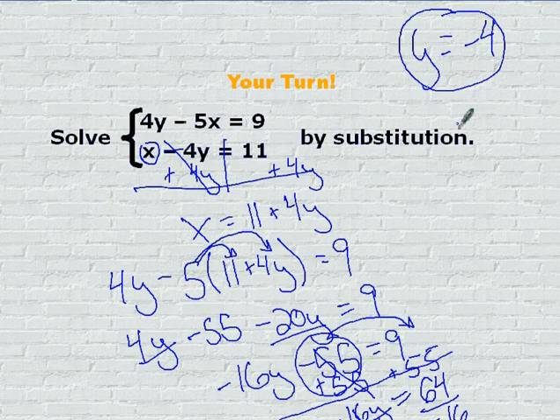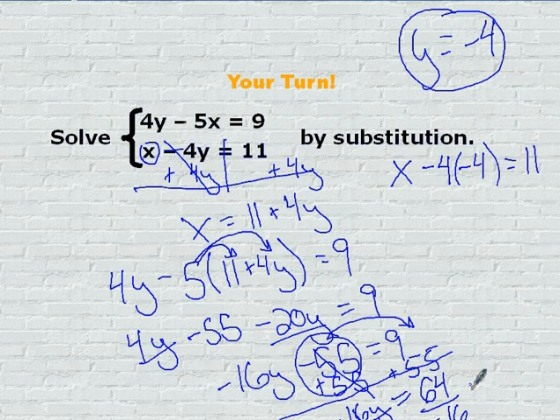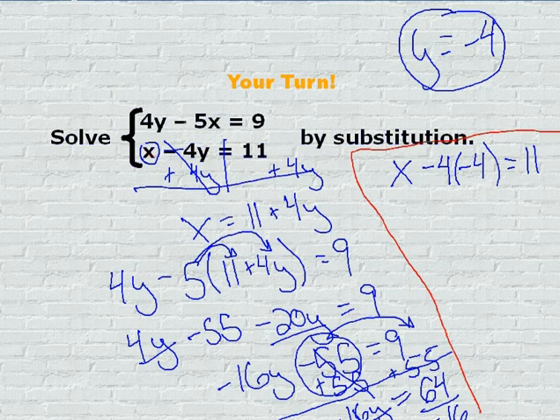Now let's take this y is negative 4 and plug it back in somewhere. Doesn't matter where you plug it back in. Let's plug it back in to the bottom equation. So now we have x minus 4 times, and instead of y we're going to put in negative 4, equals 11. I should really do this in a different color. We'll do that in red. Okay, so then we have to solve it.